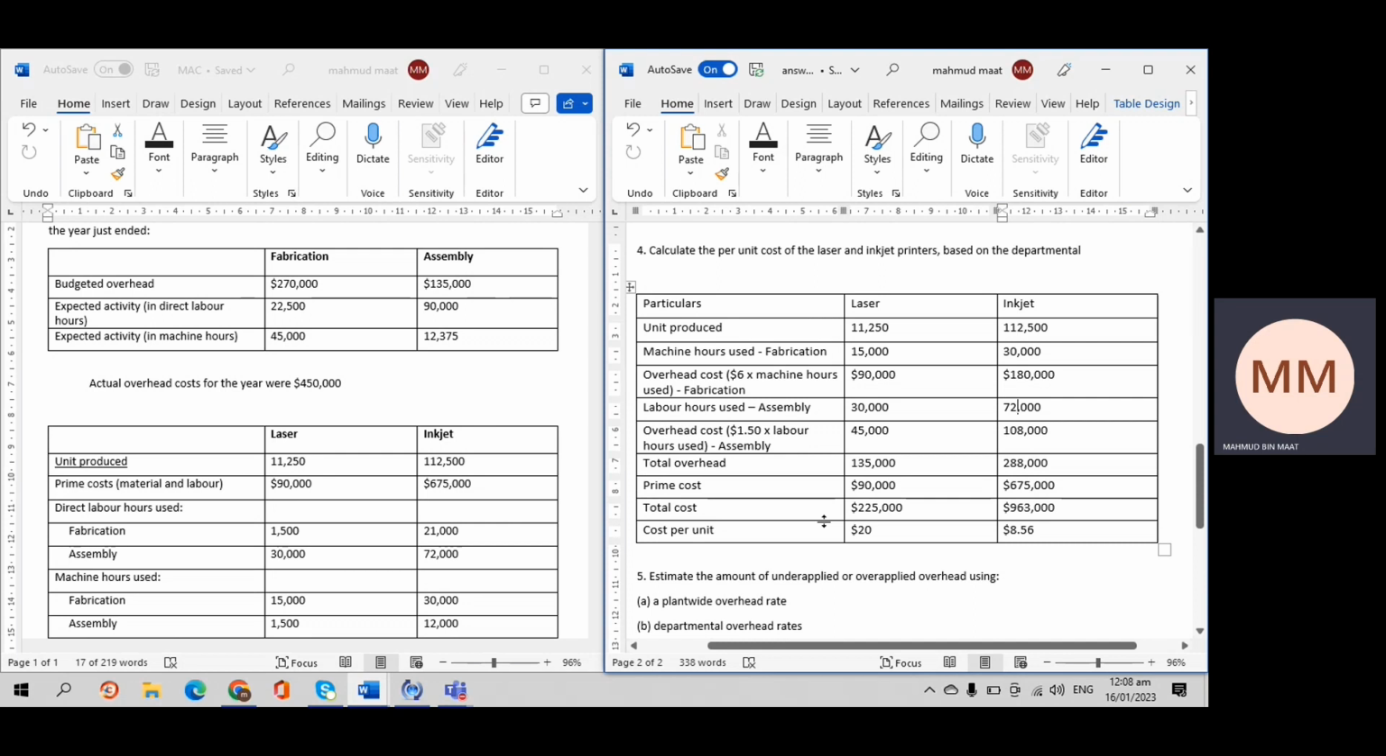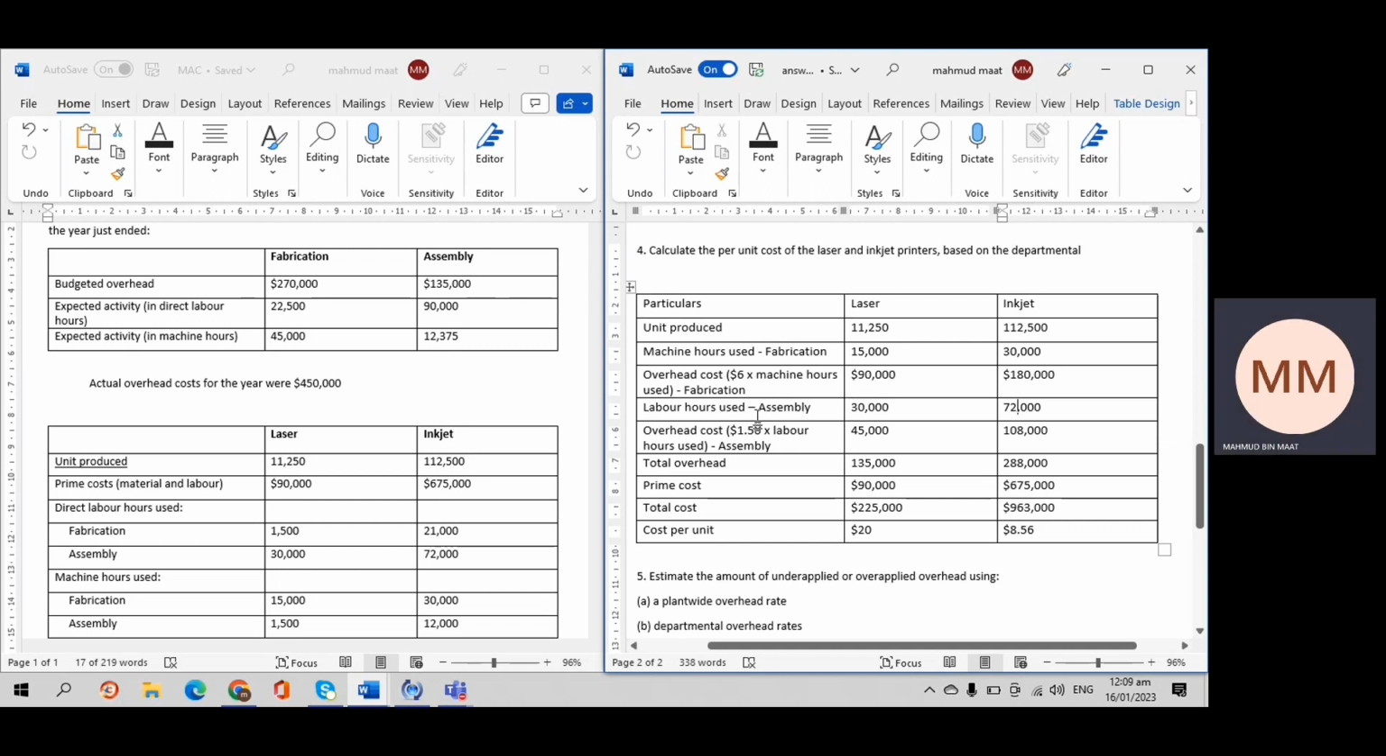So question number 4, calculate the per unit cost of the laser and inkjet printers based on the departmental rates. So we calculate for the laser first. Units produced 11,250 we get from here. 15,000 we get from here. Why do we choose this? Because fabrication uses machine hours as a cost driver. So we choose 15,000 instead of 1,500. To get the overhead cost, 6 needs to be multiplied by the machine hours in fabrication, 50,000. So we get overhead cost 90,000 for laser.